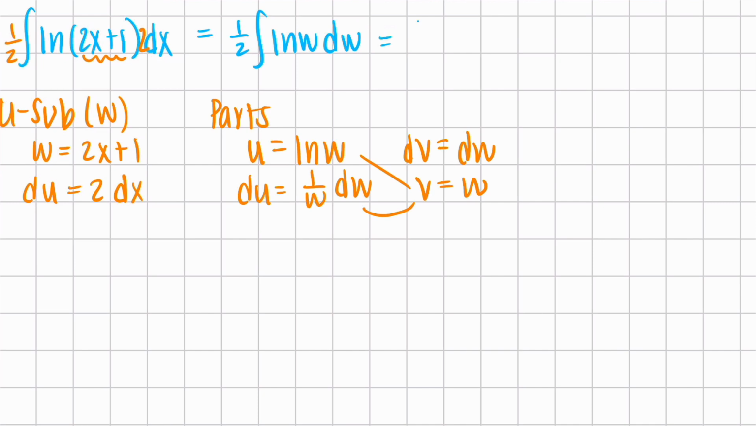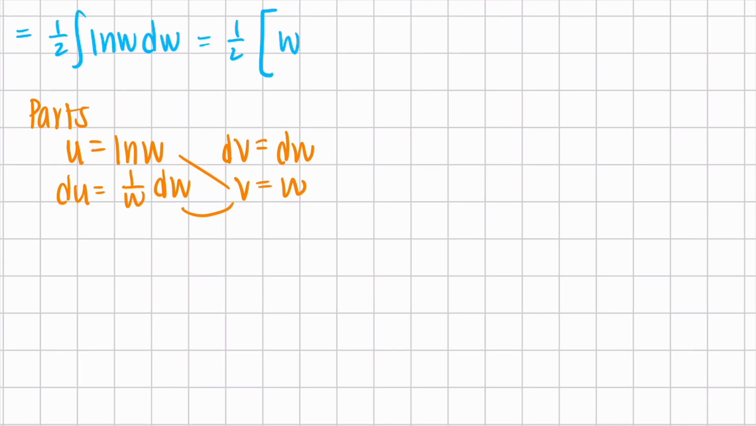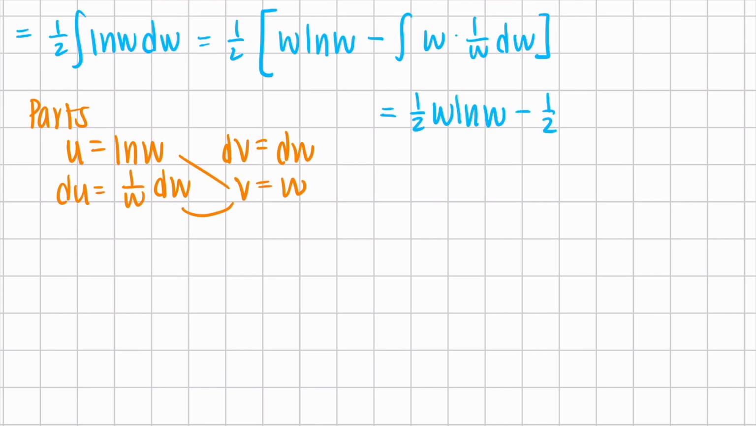Let's do our formula. I have 1/2 times my formula. So I have u times v, so w natural log of w, minus the integral of w times 1 over w dw. All right, let's simplify our integral, and I'm also going to distribute the 1/2. So I have 1/2 natural log of w minus 1/2. W times 1 over w is just 1, so I get the integral of dw. So I have 1/2 w natural log of w minus 1/2 integral of dw is just w plus c.